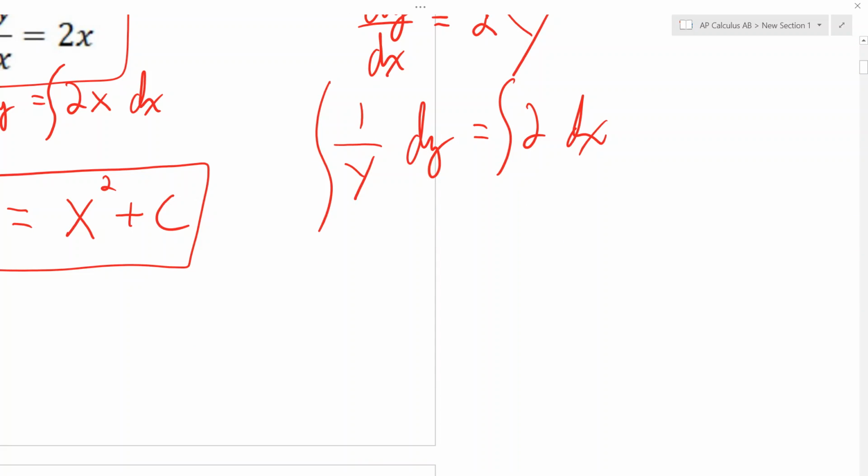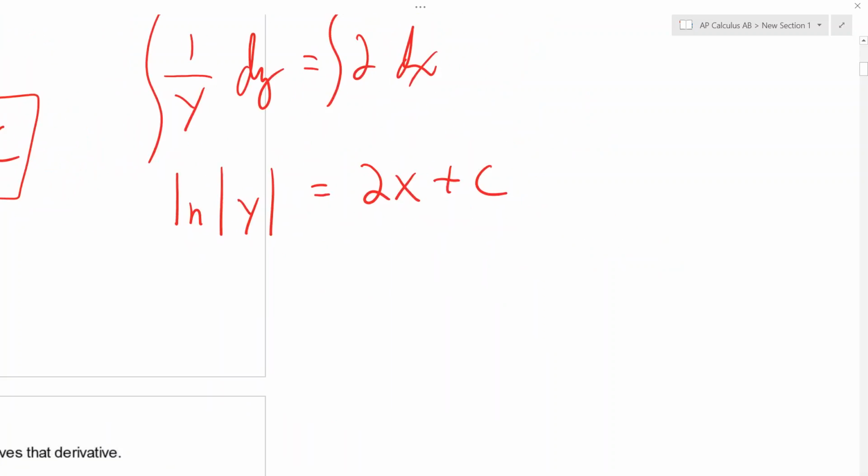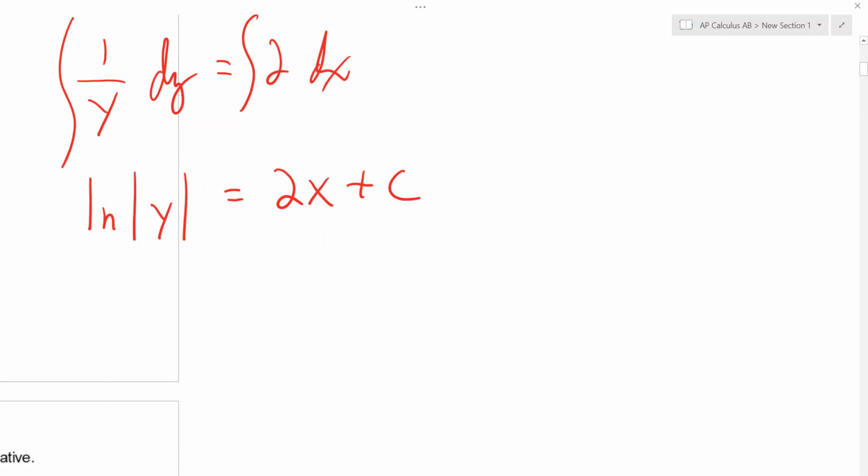The integral of 1 over y, dy, is natural log of y, absolute value y. Okay, the integral of 2, dx, is 2x plus c. That's the calculus portion of this adventure here. And now the rest of this is get y by itself. We want to know what y equals. Okay, so keep in mind, let's remember what logs do here.